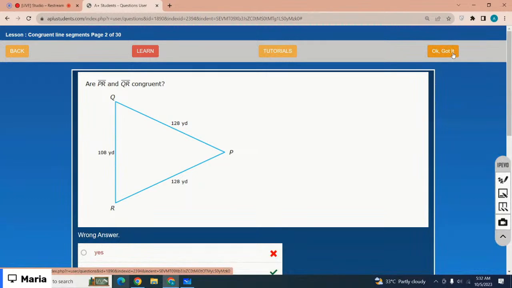PR and QR, no. PR is 128 and QR is 108, so they are not congruent, right?